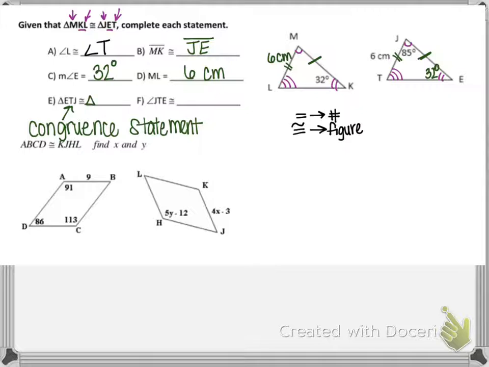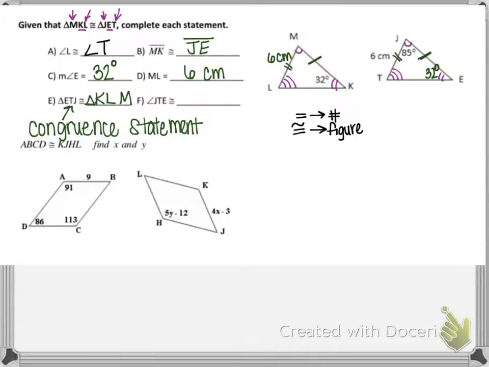So, triangle. Let's see. E is corresponding with K, so since E comes first, K is going to come first. T corresponds with L, so since T comes second, L comes second. J corresponds with M, so J comes last, M comes last.